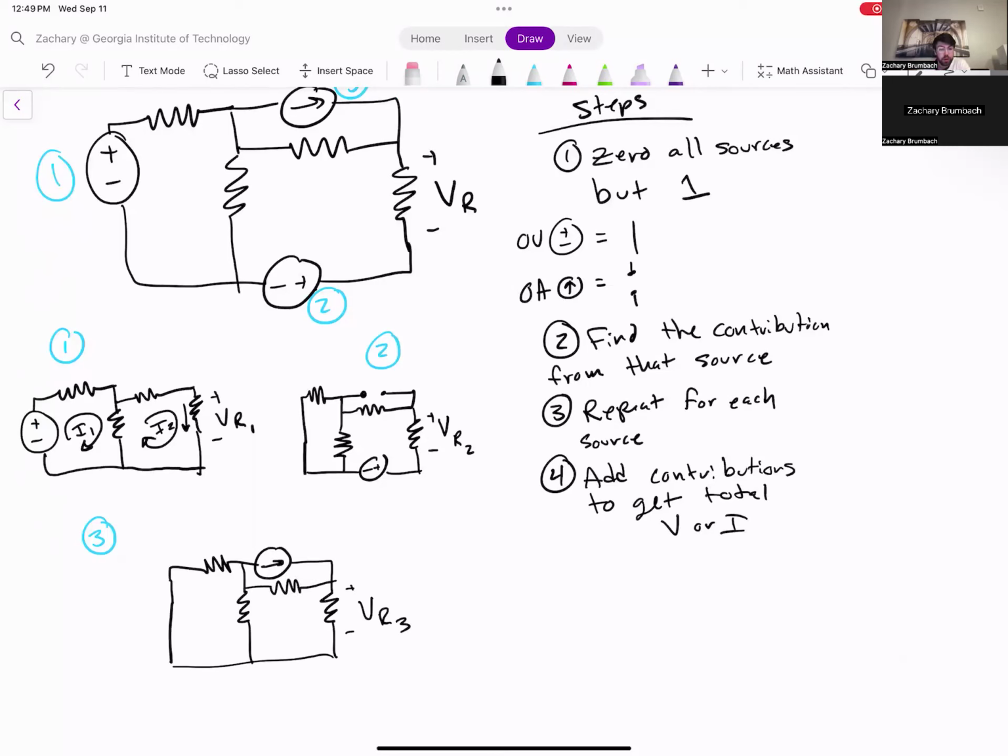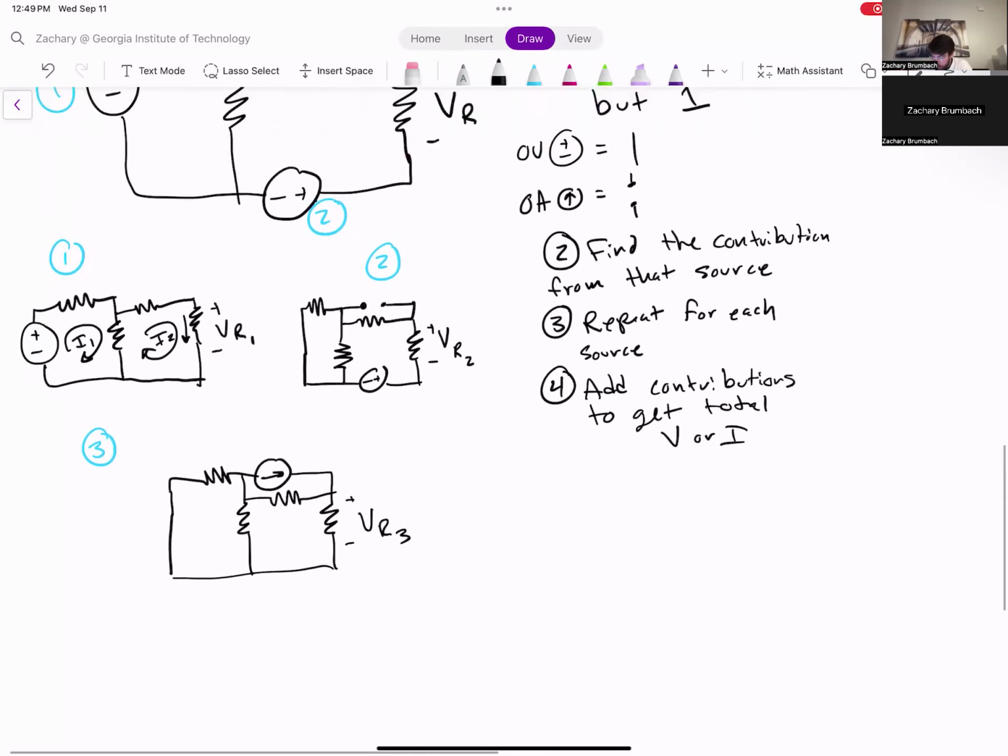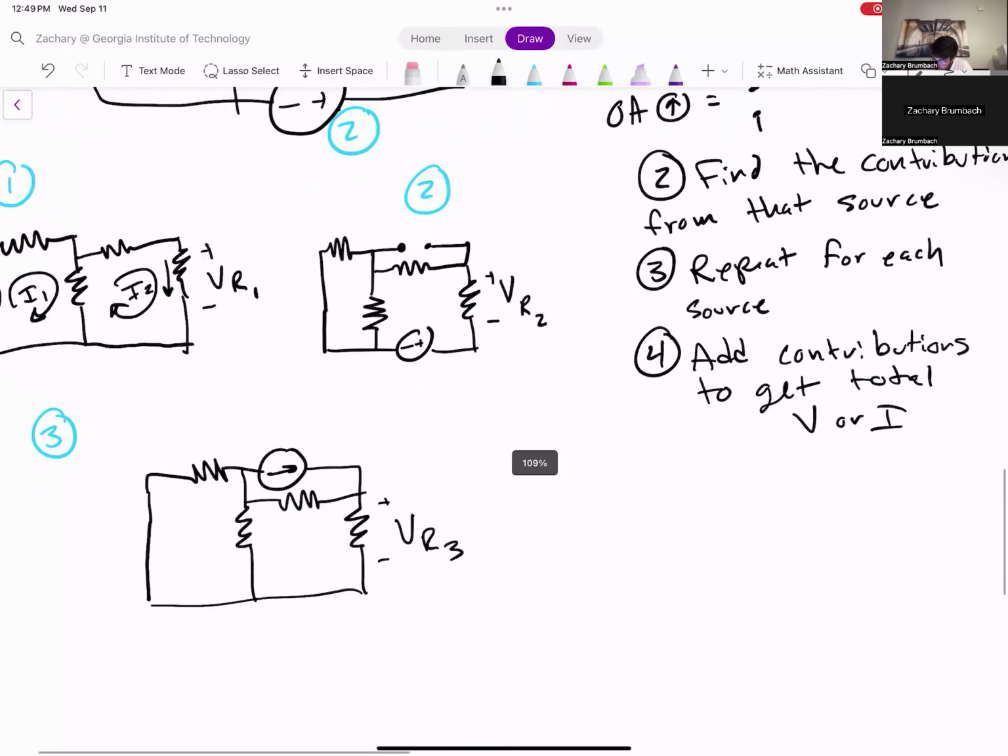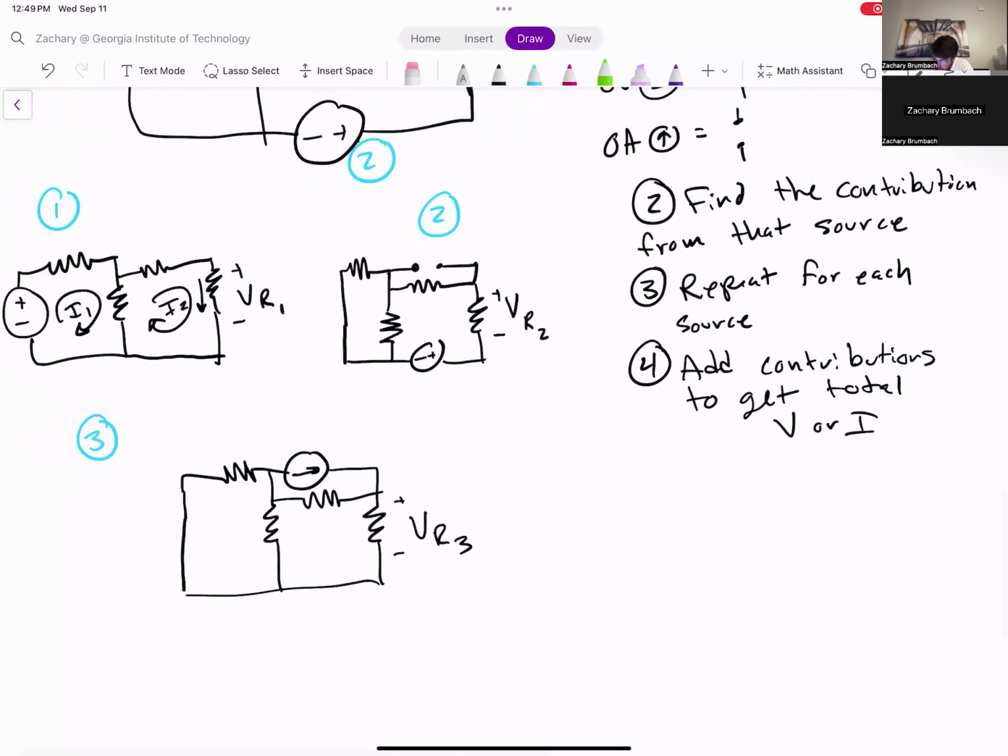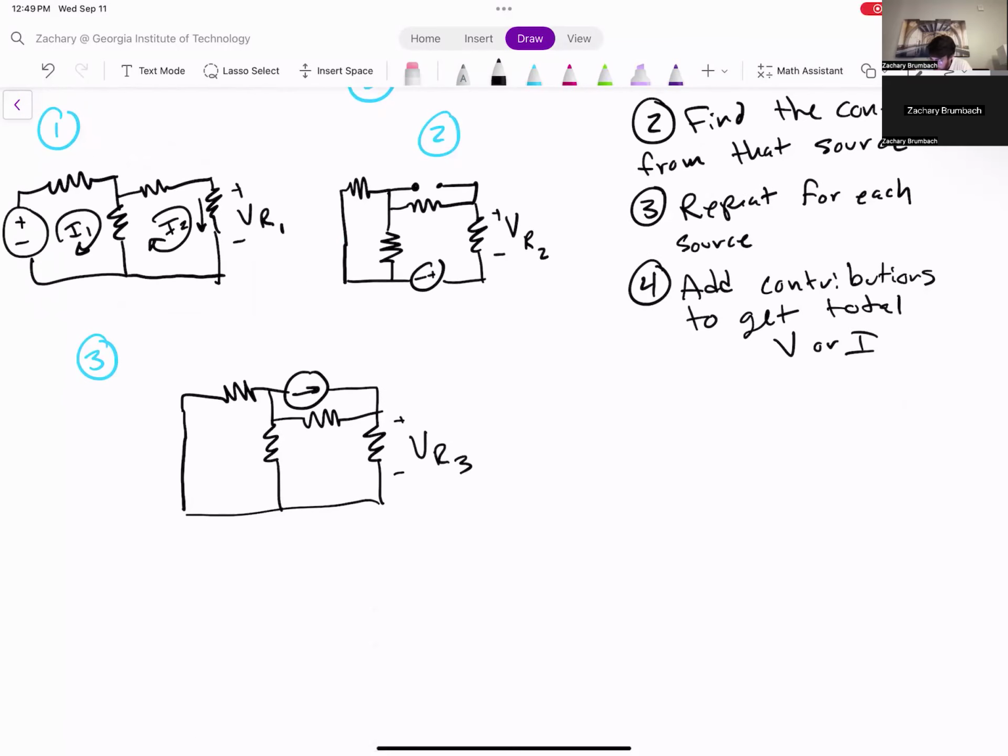There we have it. Now we have a current source and just a pure resistive circuit. These are things that we can solve pretty easily. And then to find what our original VR was, we just add all these together. So we get VR is equal to VR from source one plus VR from source two plus VR from source three. Okay.